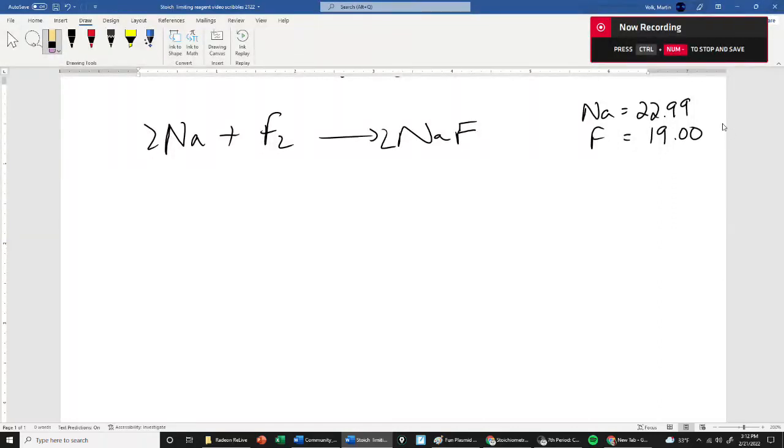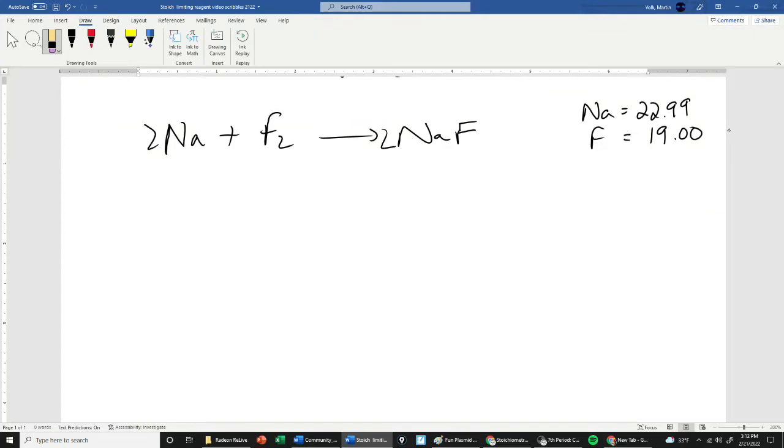Alright, we're going to try a limiting reagents problem, and we have our balanced equation already set up. We got a 2, 1, 2 situation here. Let's start with 30 grams of sodium, and let's do 40 grams of fluorine. Alright, I'm going to do stoichiometry twice.